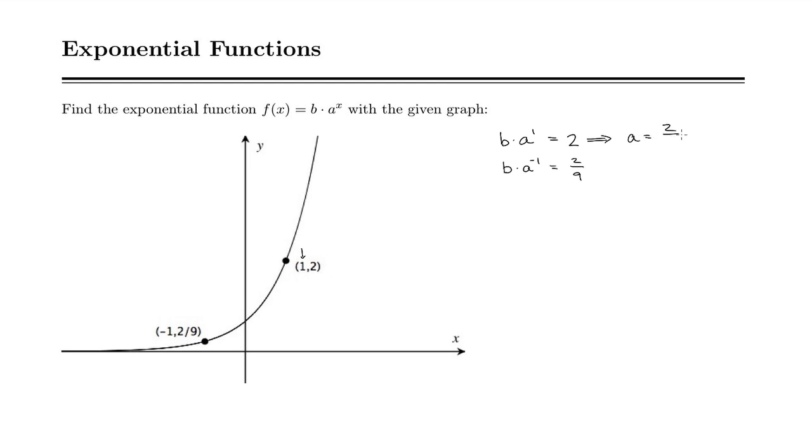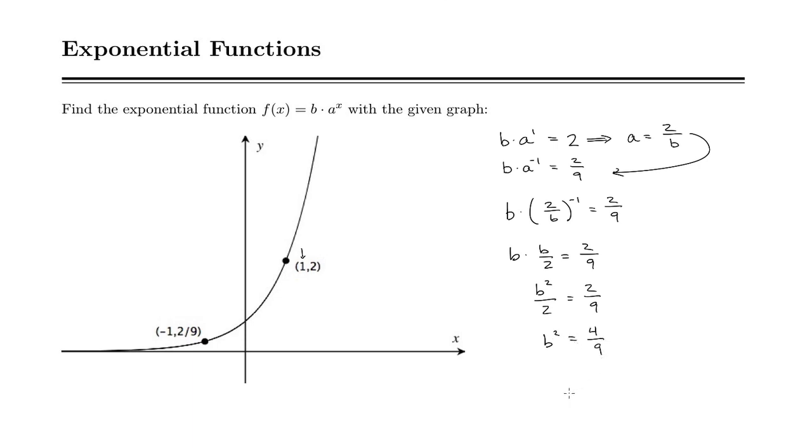A is equal to 2 over b. And then we can take that and plug it back in to the second equation. So we have b times 2 over b to the negative 1 equals 2/9. Now using our rules of exponents, a negative 1 power flips the fraction, so that's b over 2. And this becomes now b squared divided by 2 equals 2 over 9. So multiplying both sides by 2, we have b squared equals 4 over 9.